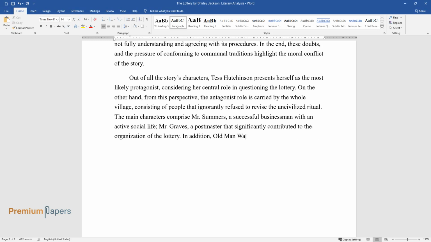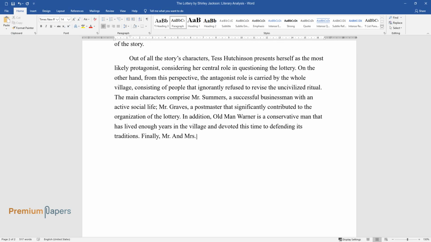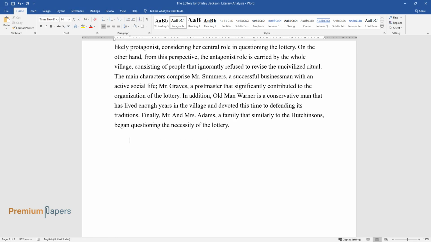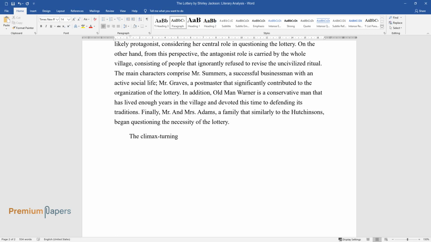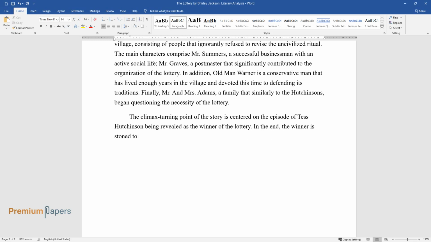In addition, Old Man Warner is a conservative man that has lived enough years in the village and devoted this time to defending its traditions. Finally, Mr. and Mrs. Adams, a family that similarly to the Hutchinsons, began questioning the necessity of the lottery. The climax turning point of the story is centered on the episode of Tess Hutchinson being revealed as the winner of the lottery. In the end, the winner is stoned to death by all the villagers.